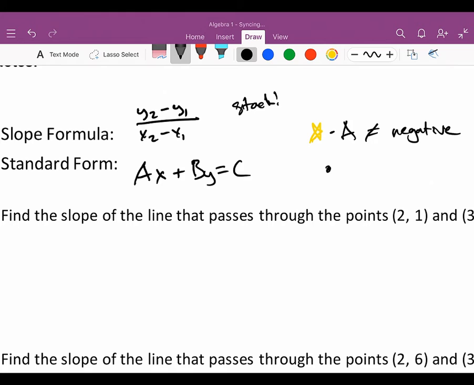Another rule is no fractions. So if you have a fraction, you've got to switch things around so there are no fractions. Multiply by the denominator. Make sure a is not negative as well. Okay. All right. So let's do an example.